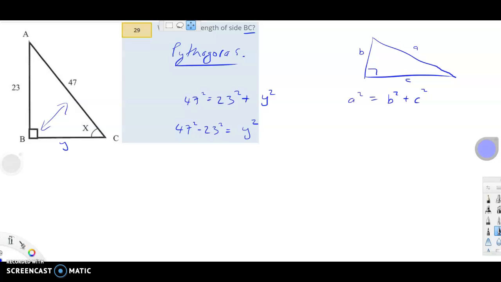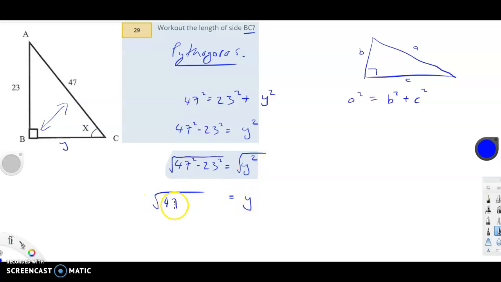So I'm going to try and get fancy here now. I can copy that, paste it, bring it down here. Now I'm going to get the square root of both sides like that. And what happens in this case is the square root and the square cancel each other out. So you end up with Y equals the square root of 47 squared minus 23 squared.